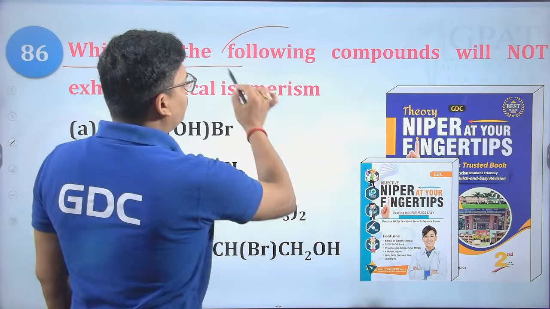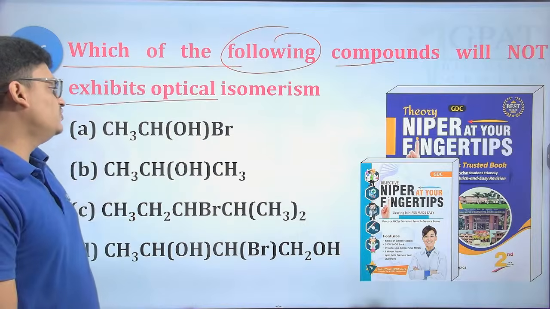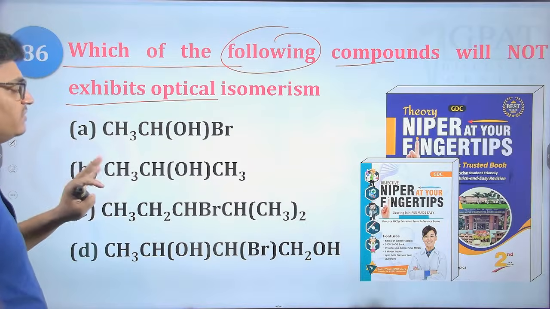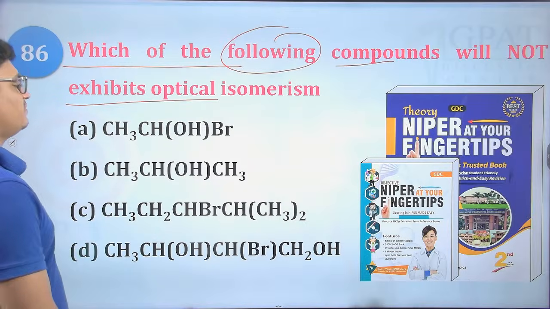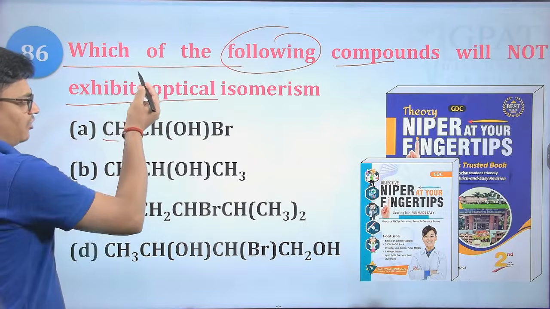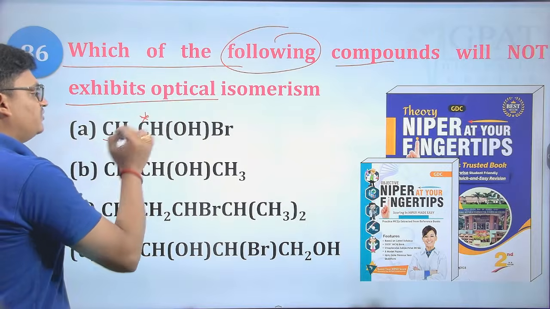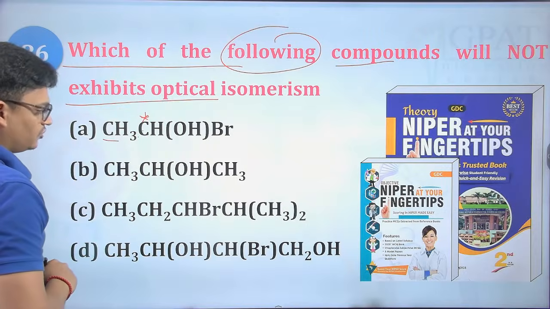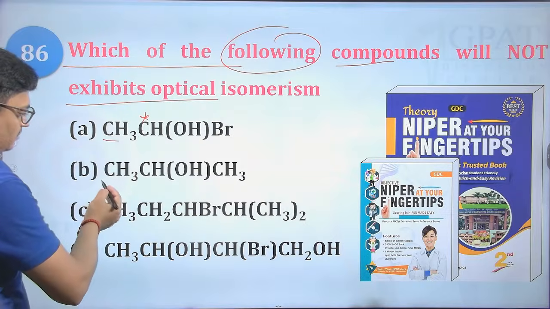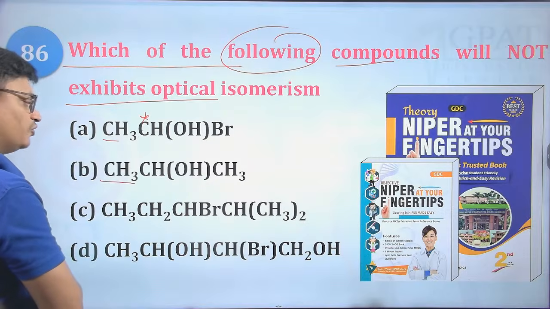Which of the following compounds will not exhibit optical isomerism? So go for the asymmetric carbon and find the chiral carbon. Here we have methyl, then a carbon that has hydrogen on one side, OH on the other side, and Br on the other side. So here we have a single chiral carbon, and yes, this chiral carbon can have optical activity. Methyl, then carbon, on one side hydrogen, on the other side OH, different groups.